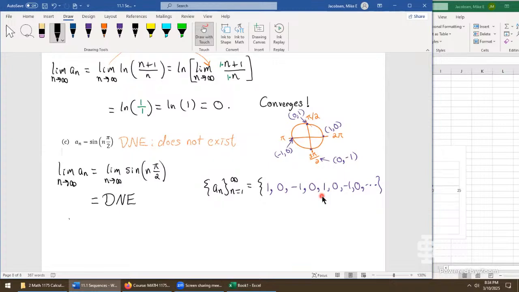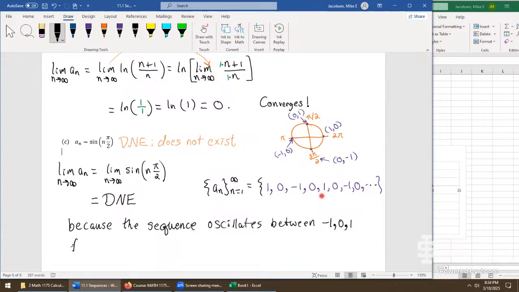We'll say because the sequence oscillates between -1, 0, +1, and how should we say the last step? Unending, always, for all values of n, anything like that would be just fine. I'll go with for all values of n. So we have a conclusion to the limit.